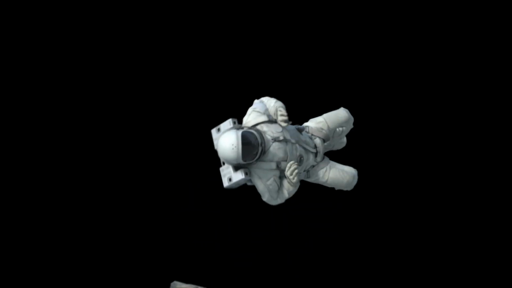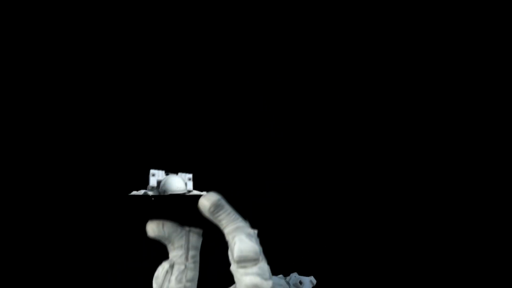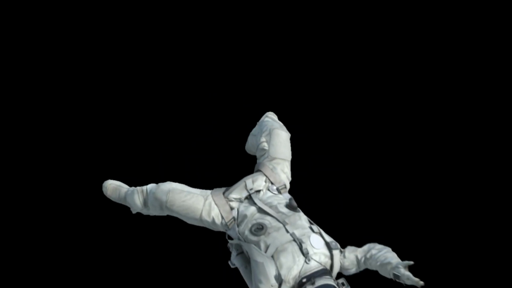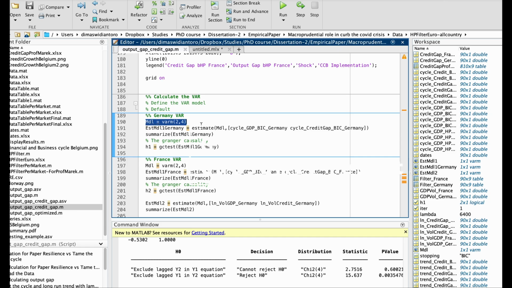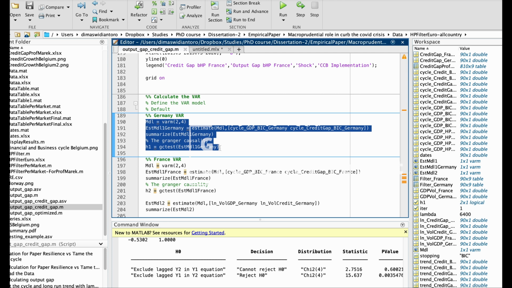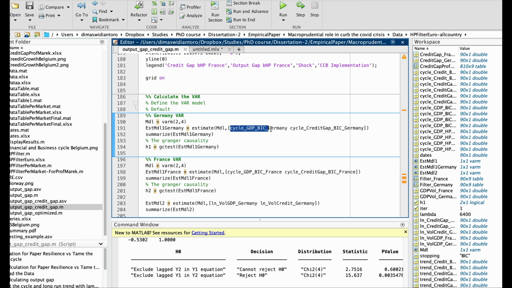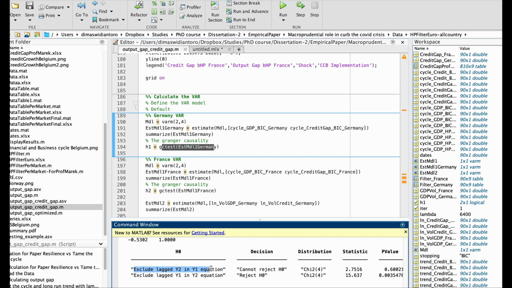The process is leading to the result of Granger causality in MATLAB. So here, what we see is the model, which is vector autoregression. We summarize it and we do the GC test. The hypothesis is whether the cycle of the output is affecting the cycle of credit, or the other way around. So we run the Granger causality test for Germany and we found the result, which is exclude lag Y2 in Y1 equations, and the result is cannot reject H0.